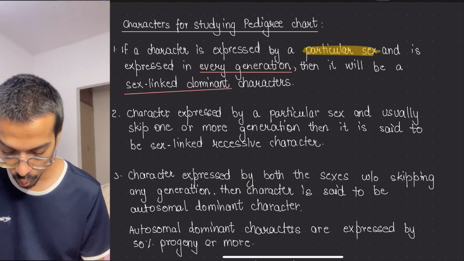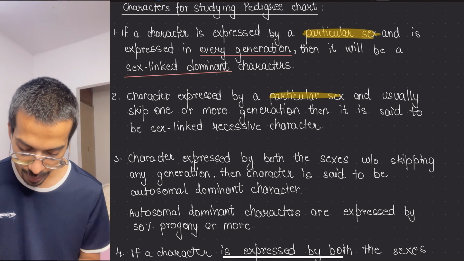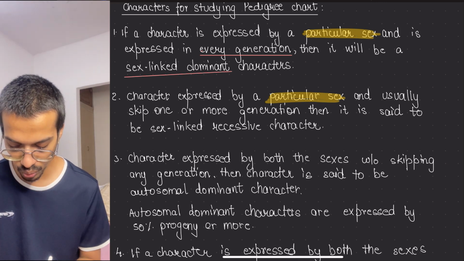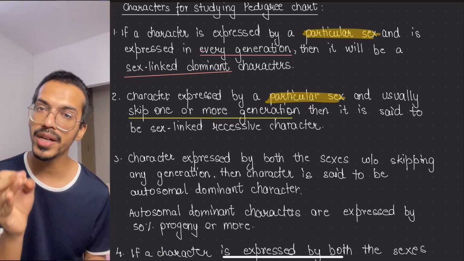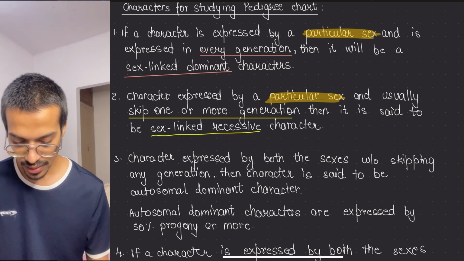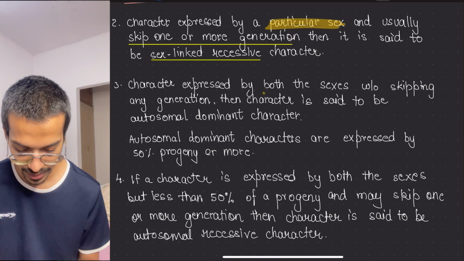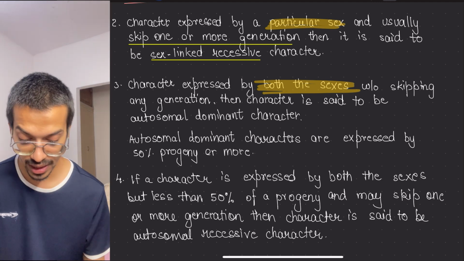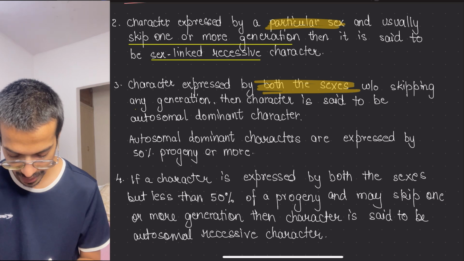Next, what if the character is shown by a particular sex only but usually skips 1 or 2 generations? It means it is not dominant, it is a recessive one, because dominant will come in every generation. So it becomes a sex-linked recessive character. Then comes the case where the character is expressed by both the sexes, and they are not skipping, meaning it is showing in every generation.